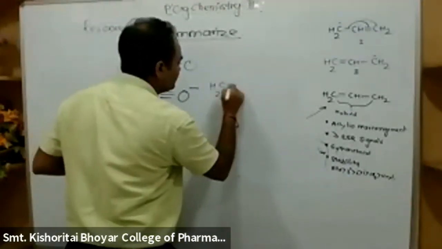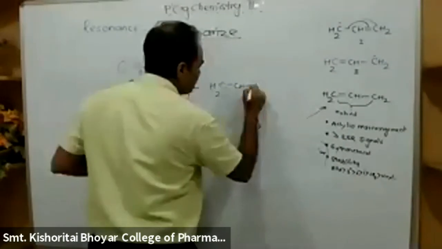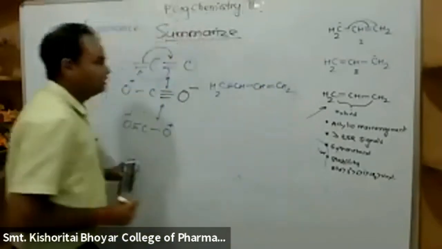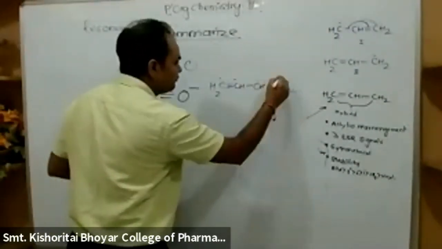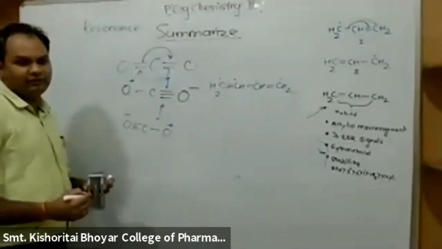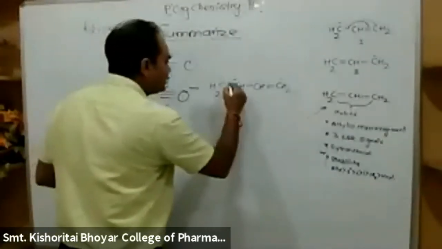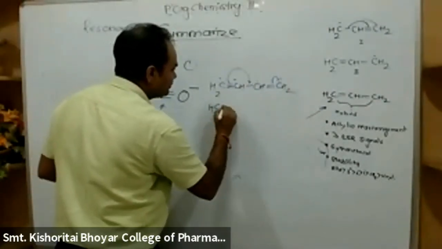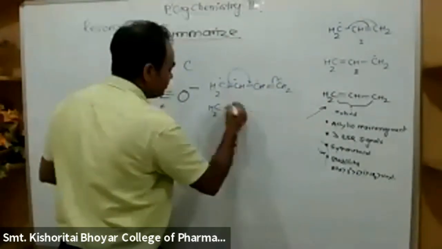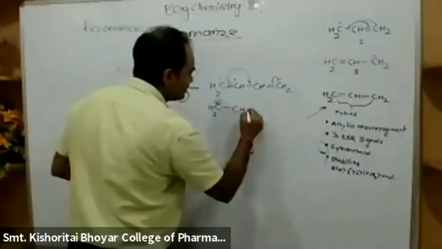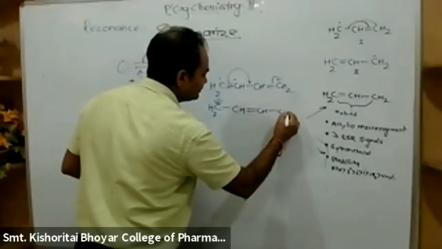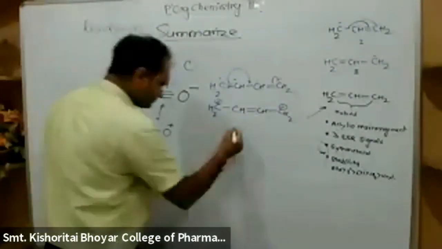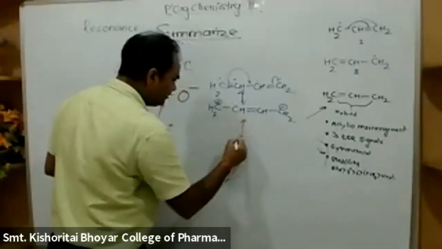See this CH2 CH CH CH2, that is 1, 2, 3, 4, 1,3-butadiene. In that case, this bond gets shifted here. So what happens? You will get CH2 with a positive charge on this carbon, then a double bond here, and then this CH2 has a negative charge. Or, in this way, you get different structures.